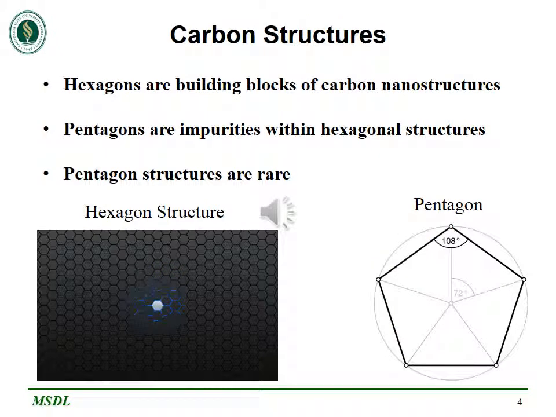The new properties of carbon allotropes are related to the structure of carbon atoms and highlight the importance of structure to property relationships. And for the most part, hexagons are the basic building blocks of carbon nanostructures with some pentagons. The image on the left is an example of a hexagon carbon structure. Structures made exclusively with carbon pentagons are extremely rare.